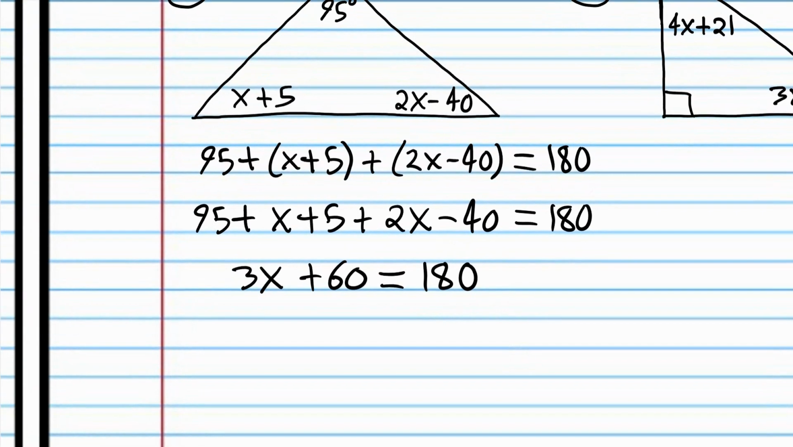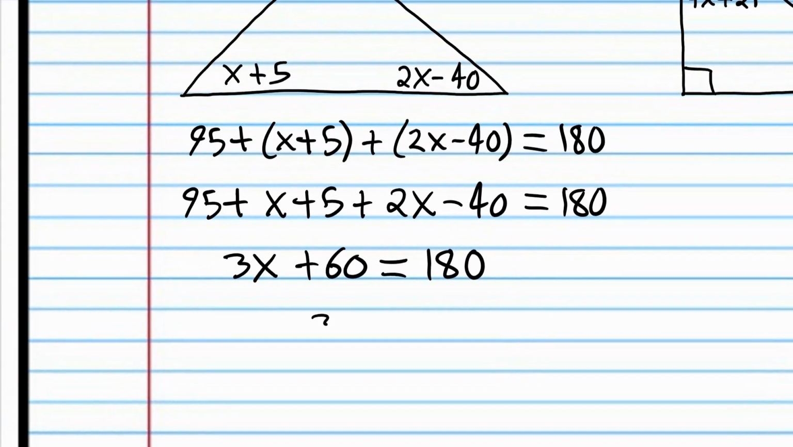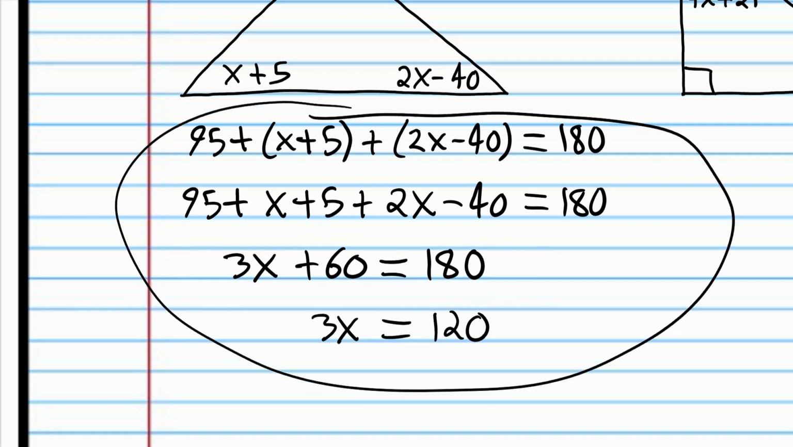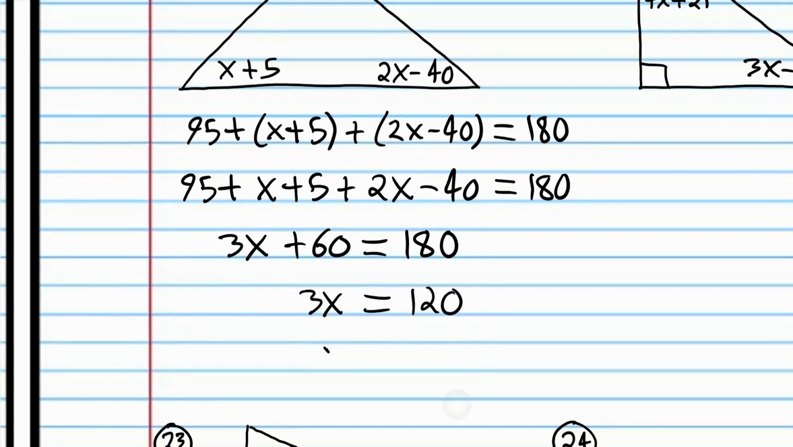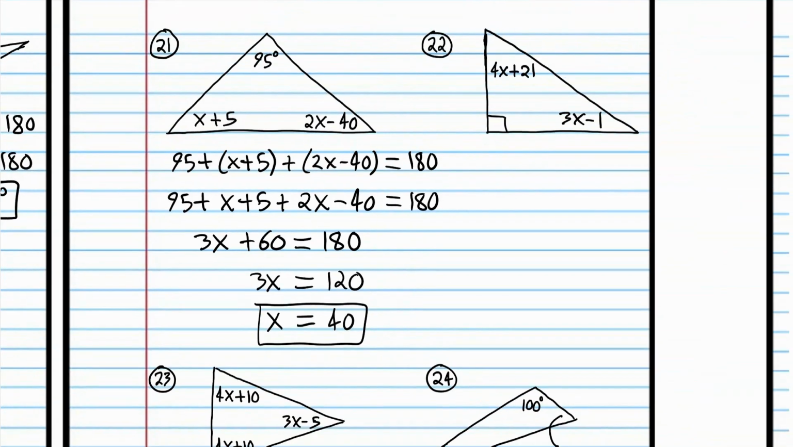So now we're going to subtract 60 from both sides. This is just pre-algebra stuff. This is just a two-step equation. And in fact, this entire equation here, you learn that in my pre-algebra course. So now divide both sides by 3, and we get 40. X is equal to 40. So we found the variable there.